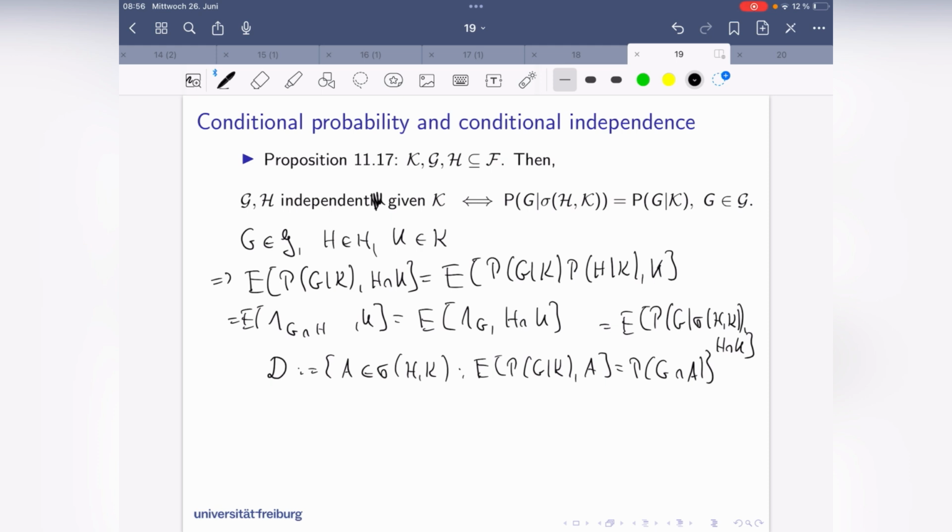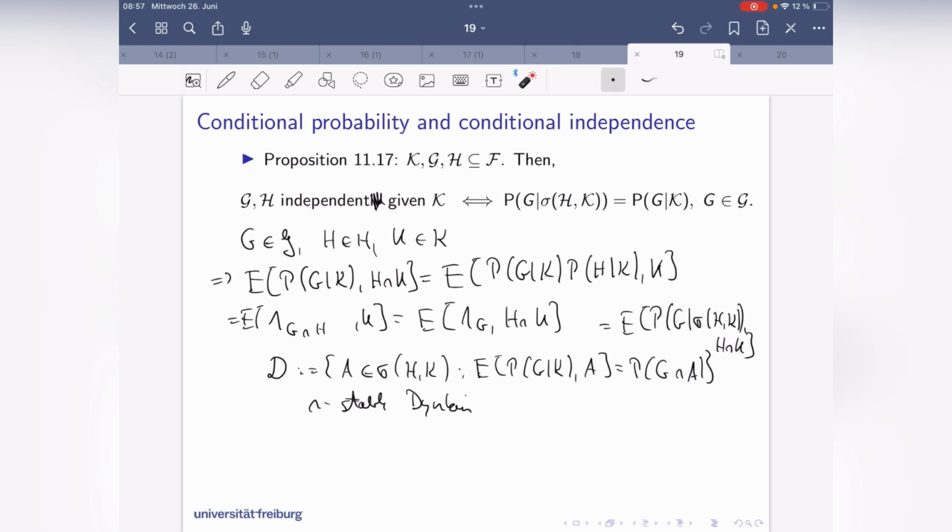Okay, and if you can show that this here is the full sigma algebra, then we can do the calculation that we just did for all H in sigma of H and K. And you're doing this by saying this D here is a Dynkin system, which is intersection stable. You have to show this, of course. And then there was a result in measure theory that if something is an intersection stable Dynkin system, it's not smaller than the sigma algebra. Yeah, it's a sigma algebra, yeah.